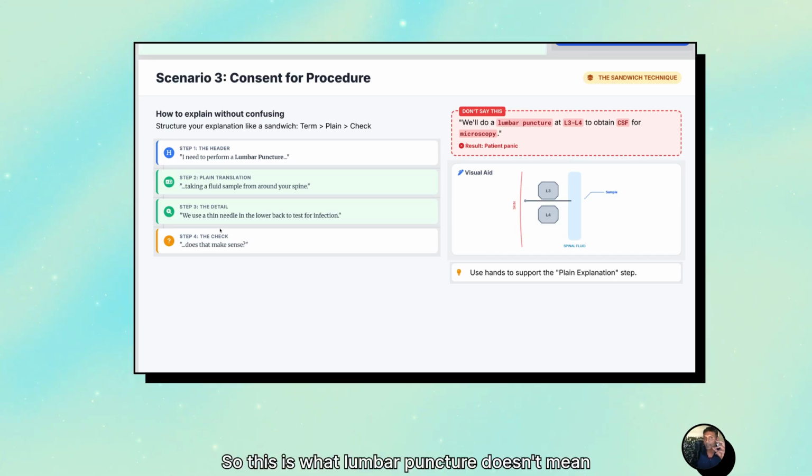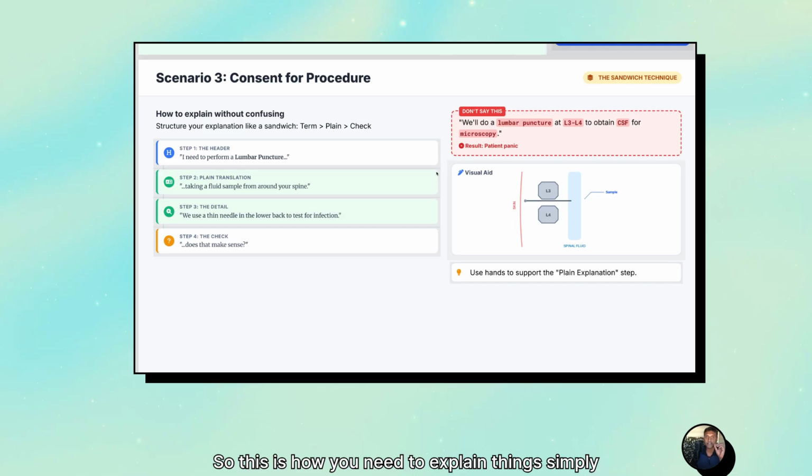Lumbar puncture doesn't mean anything to the patient. Then you explain the detail, like we use a thin needle in the lower back to test for infection. Does that make sense? Remember here: term, plain English, and check. We'll do a lumbar puncture at L3-4 to obtain CSF for microscopy. The patient will cry. So you can even draw a diagram saying, this is your spine. I'm going to put a needle in and collect a sample of spinal fluid.